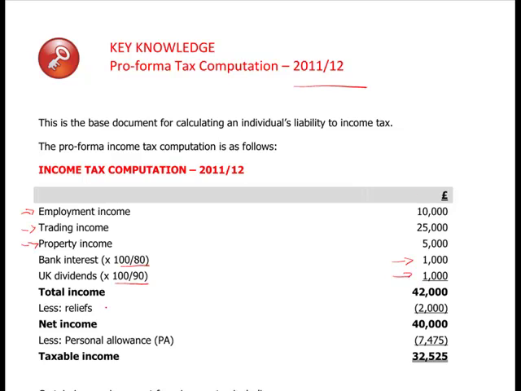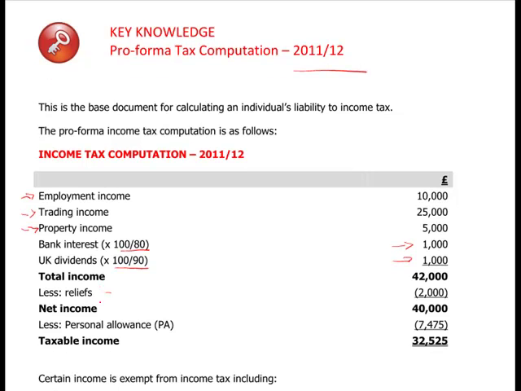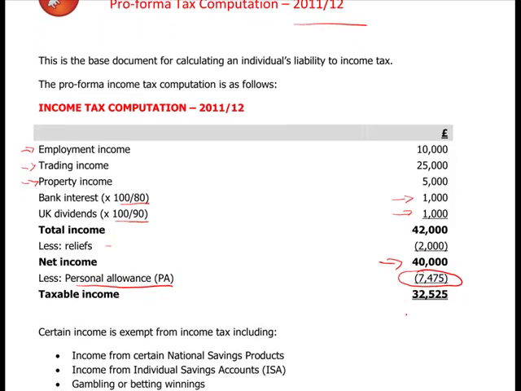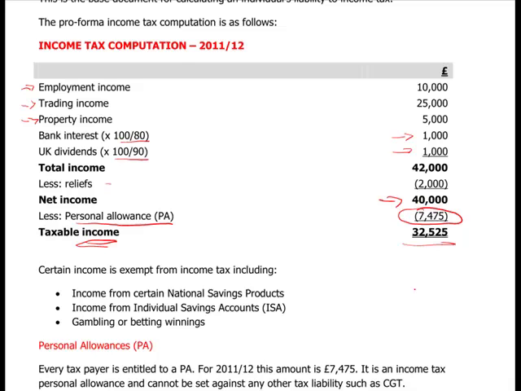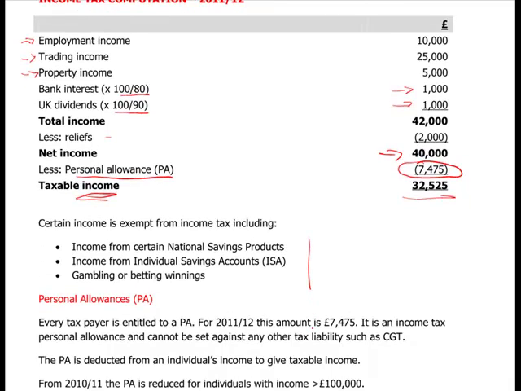There's some reliefs which we'll look at later. Net income, important terminology, that's their income after some reliefs. Personal allowance, that's effectively your tax-free amount, and that changes every year. For that year 11-12 it was 7,475. Gives you your taxable income, very key terminology. So that's what you're going to pay tax on. There are some exemptions which are listed there.